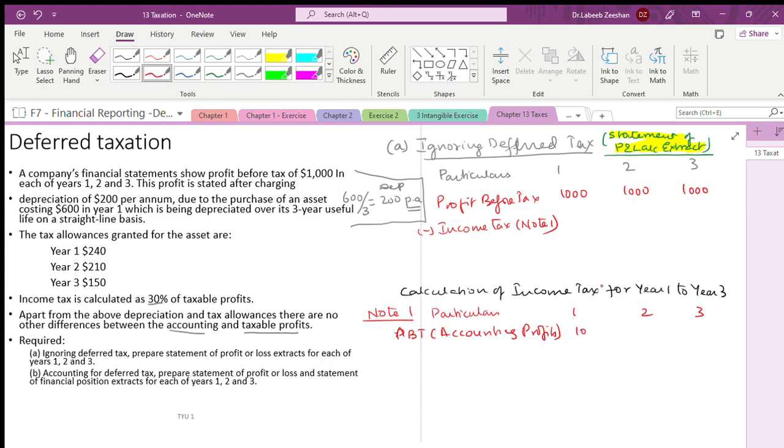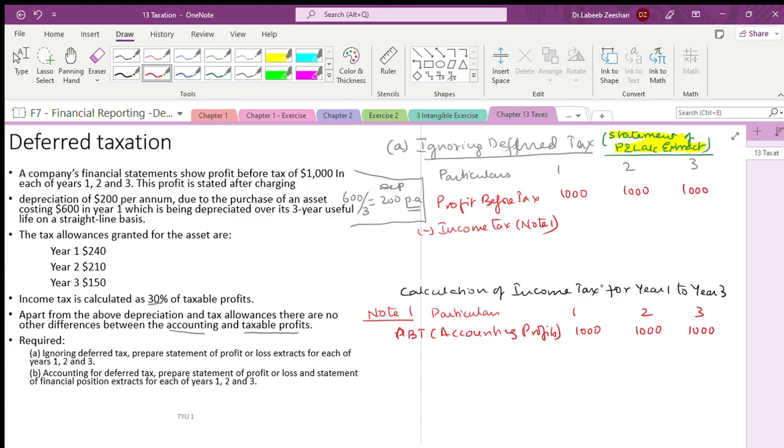How much is the accounting profits? 1,000. Now you can understand what the taxable profits are and what the accounting profits are. Whatever they have given in the question is the accounting profits. We will calculate the taxable profits here.